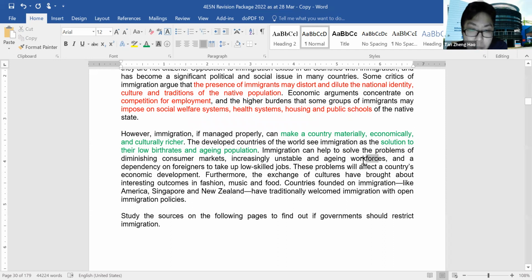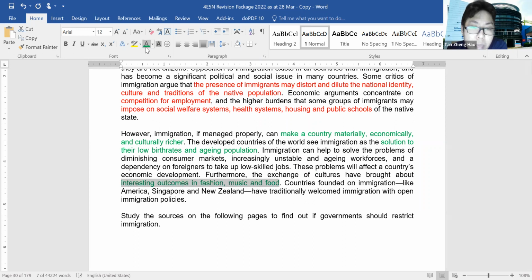Immigration can help to solve the problems of a diminishing consumer market, increasingly unstable and aging workforce, and the dependency on foreigners to take up lower skilled jobs. These problems will affect a country's economic development. Furthermore, the exchange of culture brought about interesting outcomes in fashion, music, and food.